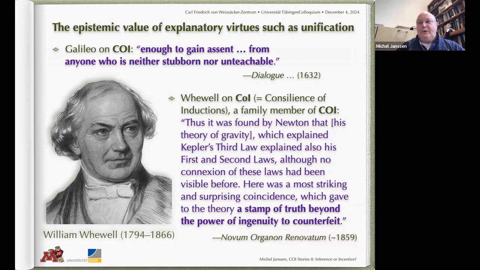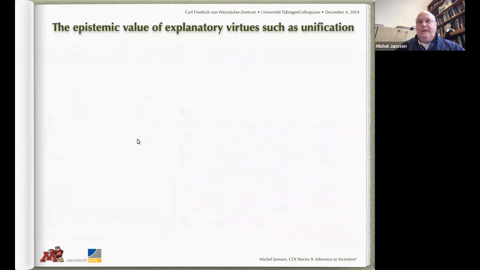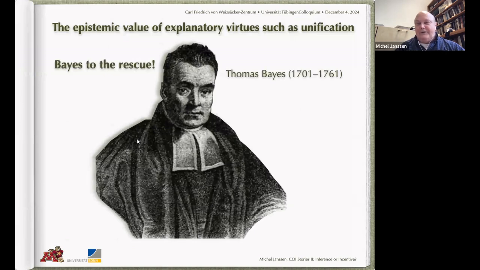And then, in a beautiful Victorian sentence: "Here was a most striking and surprising coincidence, which gave to the theory a stamp of truth beyond the power of ingenuity to counterfeit." All right. So these scientists are pretty adamant this is about belief. Well, how to cash that out, right? So there, you may think, let's turn to Bayes and Bayesianism, right? That's all about how to update your degree of belief in the light of new evidence.